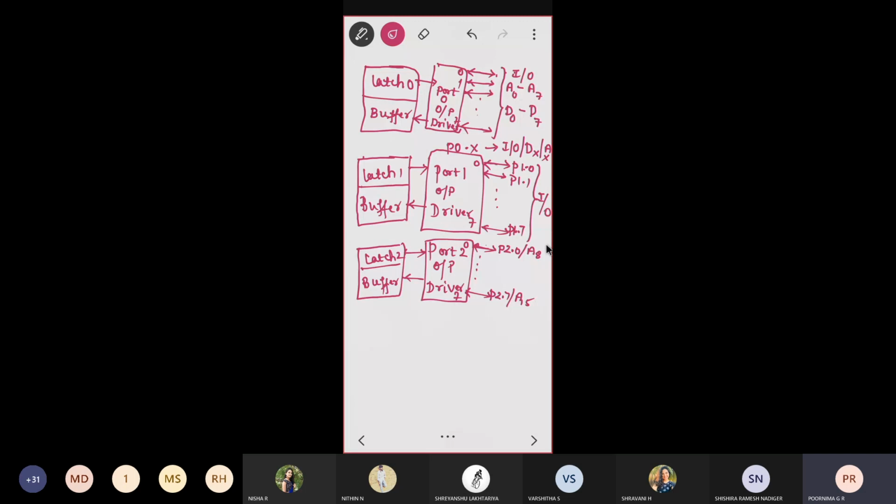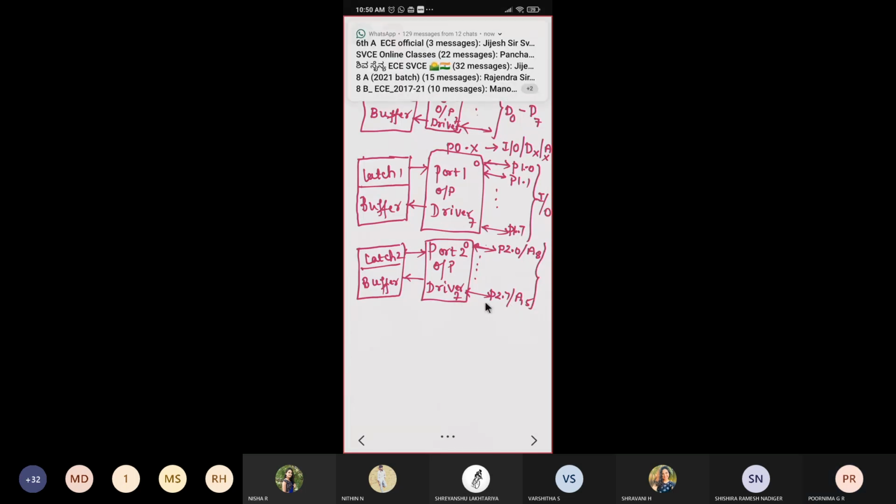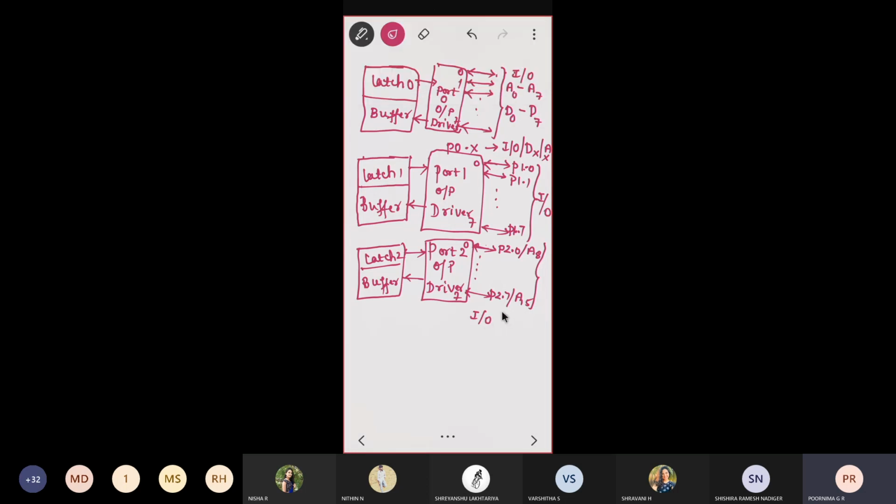So if you are observing, what are the two functions this port is able to do? Port 2 is able to transfer the data for input output operations. Also, it is able to hold the higher order address, that is A8 to A15.